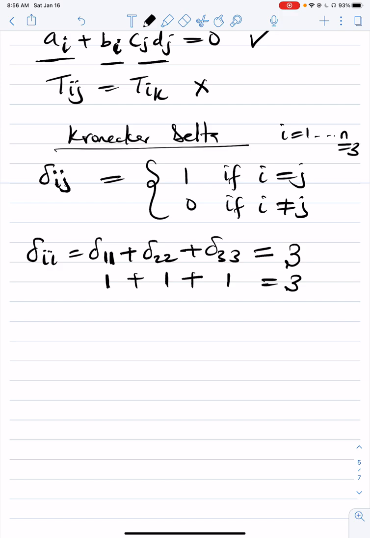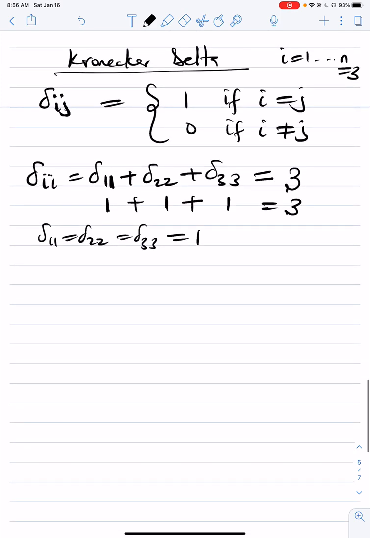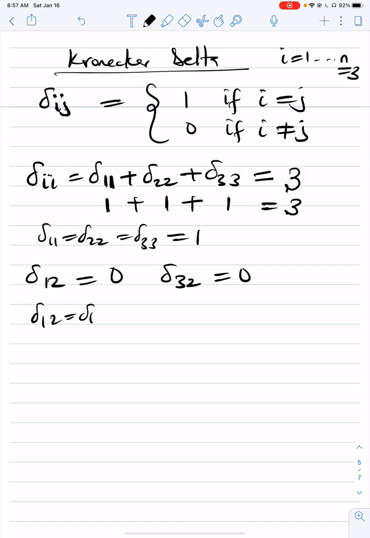Right. So delta 1,1 is equal to delta 2,2 equal to delta 3,3, and that's equal to 1. I think that's actually what was in my mind initially. So then if you have delta 1,2, if i is not equal to j, this is equal to 0, right? If you have delta 3,2, 3 is not equal to 2, so this is also equal to 0. So in summary, delta 1,2, delta 1,3, delta 2,1, delta 2,3, delta 3,1, delta 3,2, all of this is equal to 0.